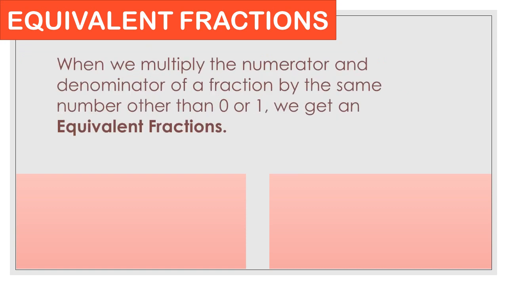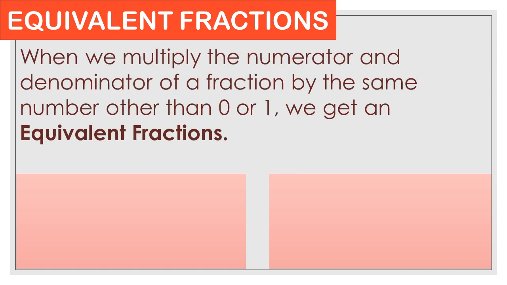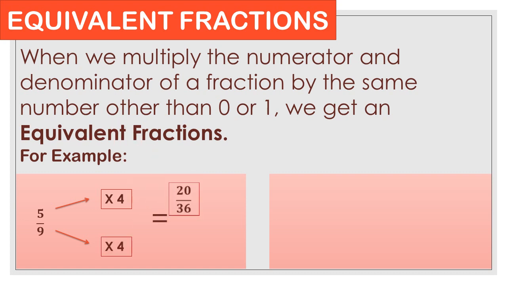Let me explain you in another way. When we multiply the numerator and denominator of a fraction by the same number other than 0 or 1, we get an equivalent fraction. For example, find the equivalent fraction of 5/9. To find the equivalent fraction of 5/9, we multiply the numerator and the denominator by the same number other than 0 or 1. If we take 4 as a common number, we get 20/36. So 20/36 is an equivalent fraction of 5/9.